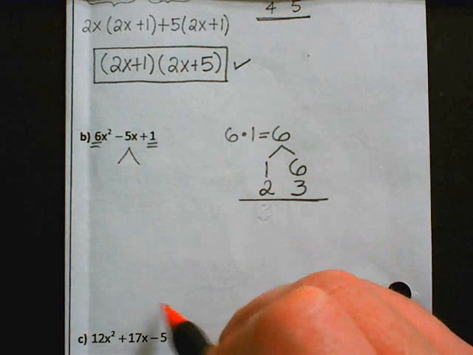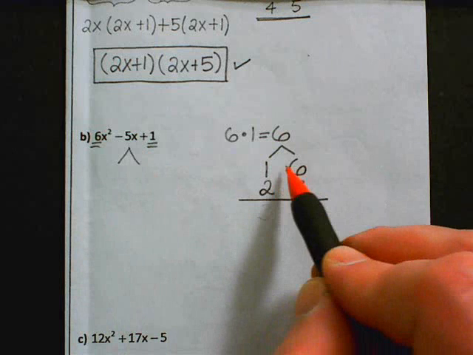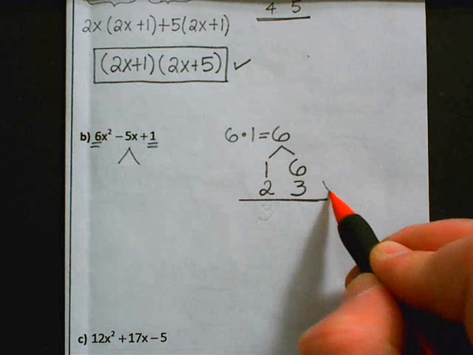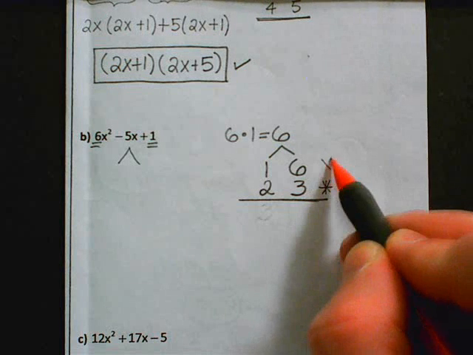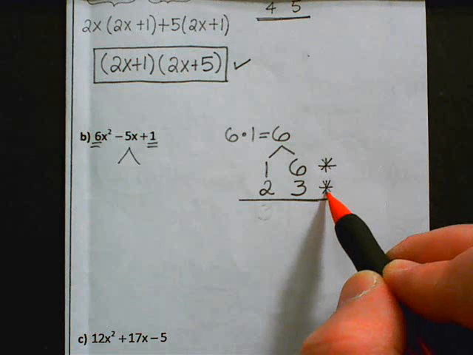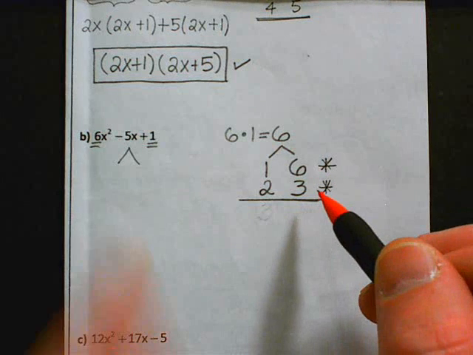Alright, now we're going to look at the middle term, negative 5. I want a 5. So which one of these pairs give me a 5? Well, 2 and 3, if you add these two together, will give you a 5. And the 6 and 1 will also give you a 5 when you subtract. So both of these pairs are a possibility.